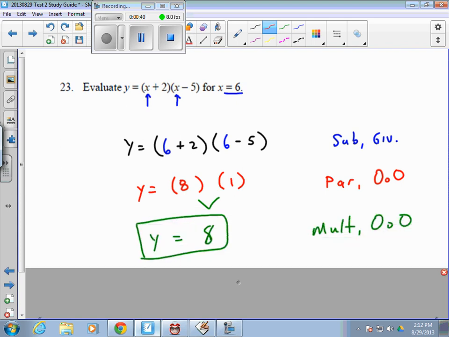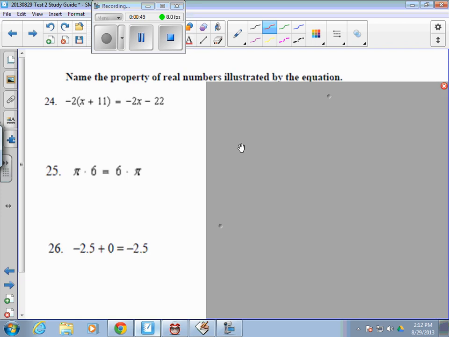The last thing we're going to do is multiply 8 times 1, because parentheses show two things next to each other. 8 times 1 is 8. Y's value is 8. Multiplying because of order of operations.